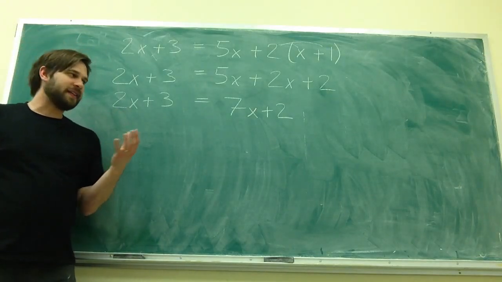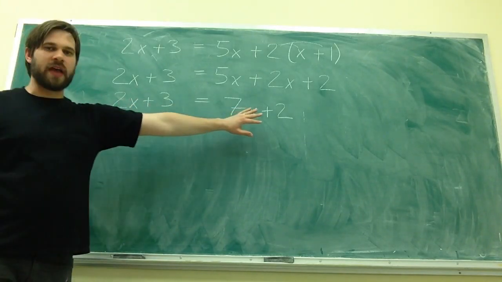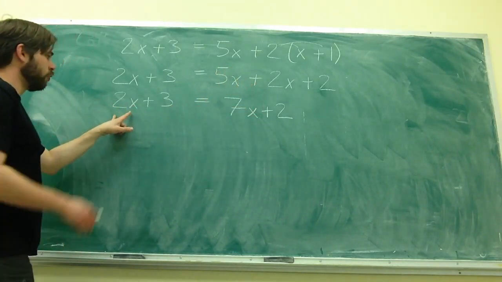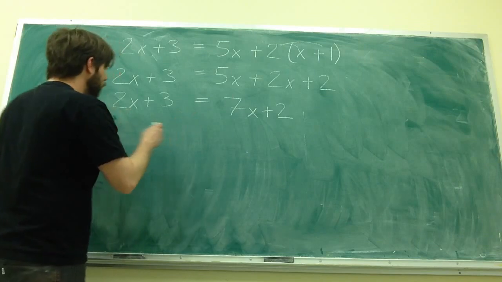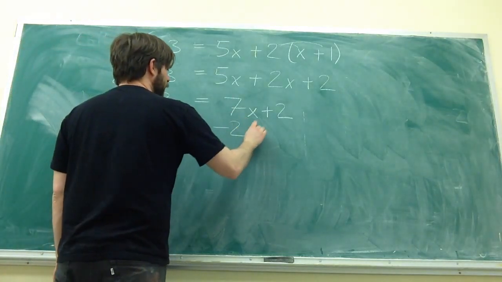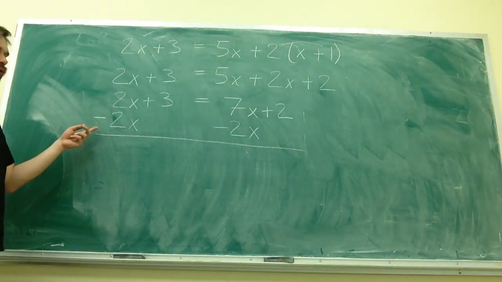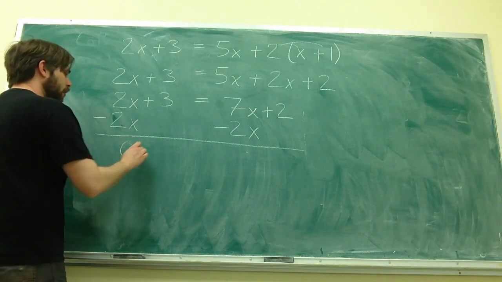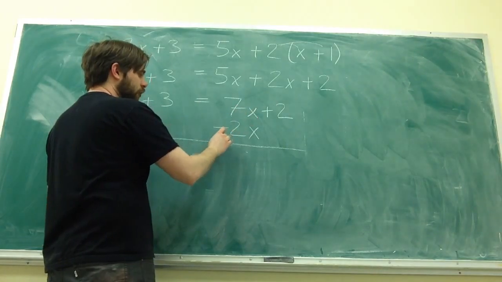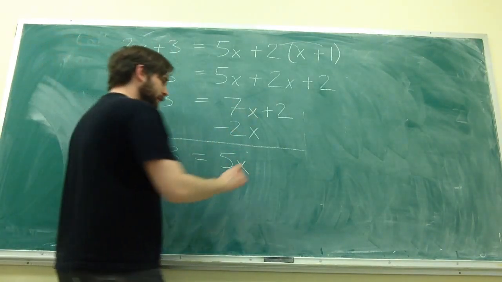So how do I get x by itself? Well, we've got x's on both sides, so we need to pick a side. I need to somehow move this 2x over to the other side, or get rid of it. So what we can do is subtract 2x from both sides. So 2x minus 2x is 0x, so that's just 0, plus 3, equals 7x minus 2x, which is 5x, plus 2 still.